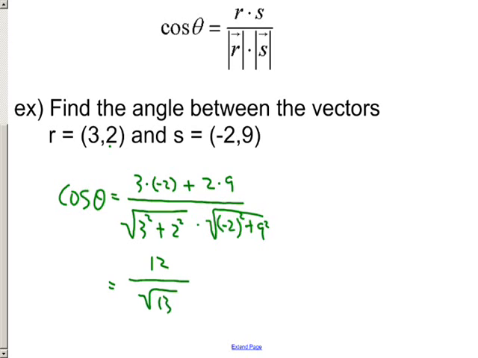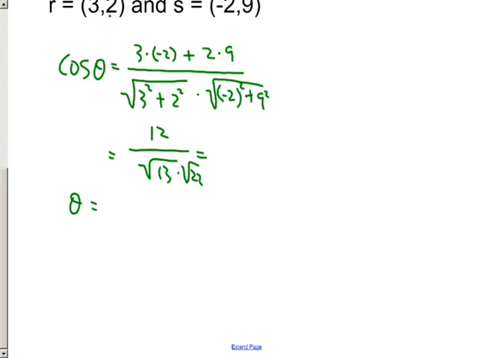The denominator is 13 root 85. And if you figure out what theta becomes, what is the theta in degrees? 68.8.